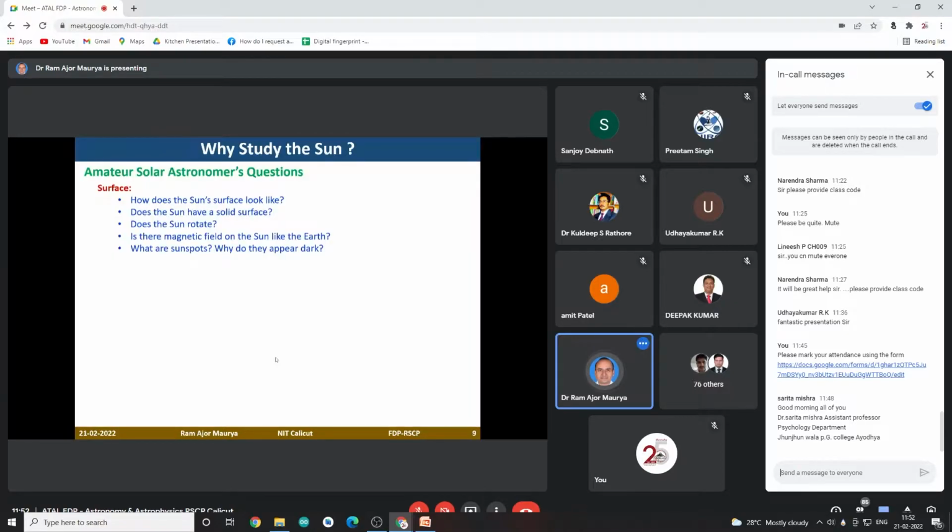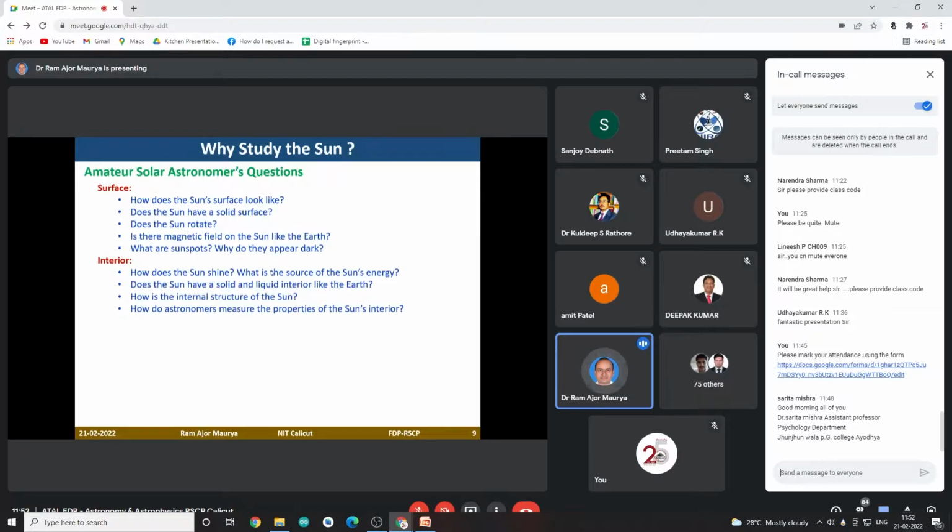For example, about the surface of the Sun, we can ask, what does the Sun's surface look like? Does the Sun have a solid surface? Does the Sun rotate? Is there a magnetic field on the Sun like the Earth? What are sunspots? Why do they appear? In the previous pictures you have seen some dark patches on the surface of the Sun. They are called sunspots. So these are some basic questions about the Sun's surface.